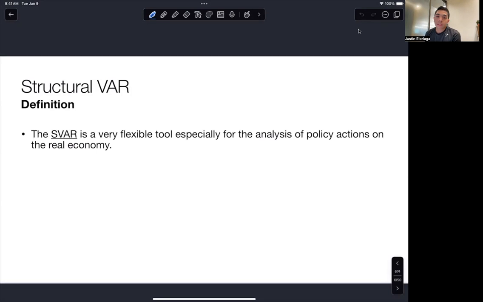So we discussed what a vector autoregression is, and we said that it was essentially a very flexible multivariate time series model in which we could have multiple variables, and we regress each variable against its past lags as well as the past lags of other variables. And it's unique in the sense that the assumption is that basically all the variables in the model are endogenous.